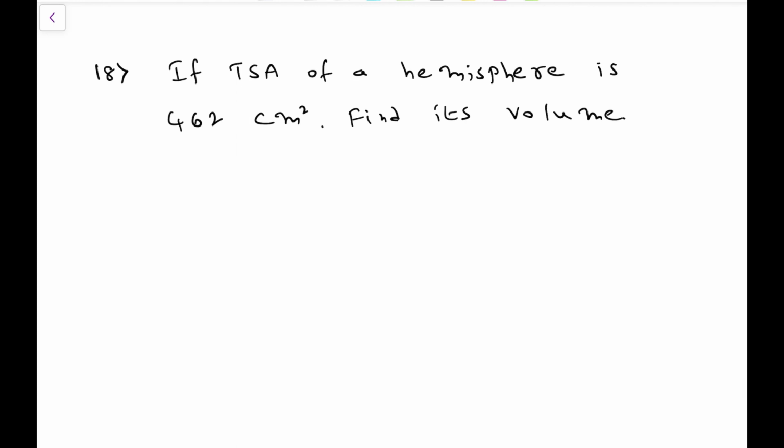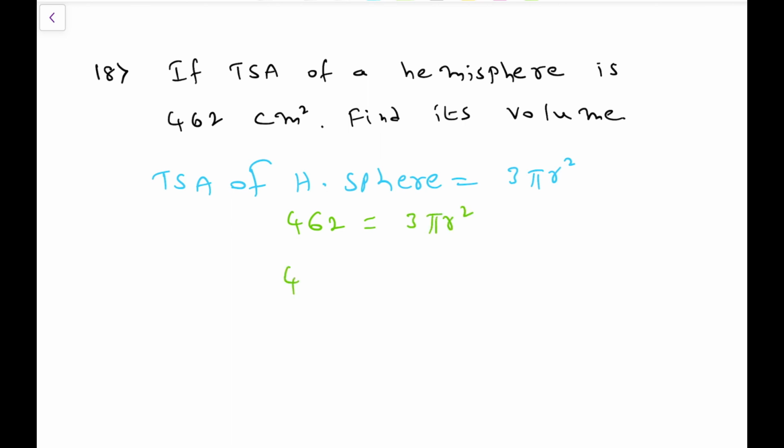Coming to the next question. If total surface area of a hemisphere is 462 centimeter square, then find its volume. What is the formula for TSA of a hemisphere? Total surface area of a hemisphere is 3 pi r square. So that total surface area is given as 462. So under TSA, write 462. That is equal to 3 pi r square as it is. 462 equals 3 into pi value 22 by 7 into radius, which is not given. So write r square as it is.